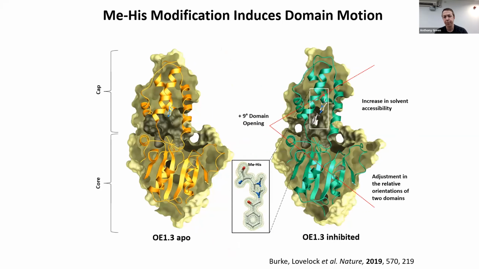What we can see is that if we use a mechanistic inhibitor, there is a global change, a sort of global domain motion. The cap and the core domain in isolation overlay quite nicely, but when you inhibit the protein, you find this hinge motion which opens up.